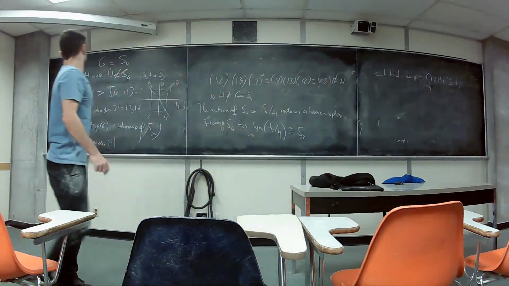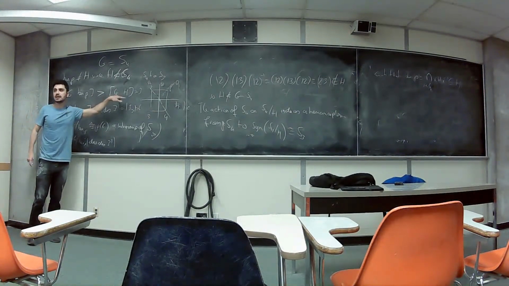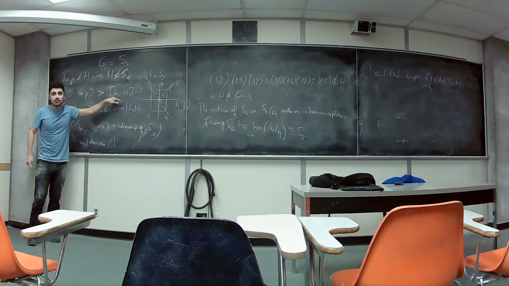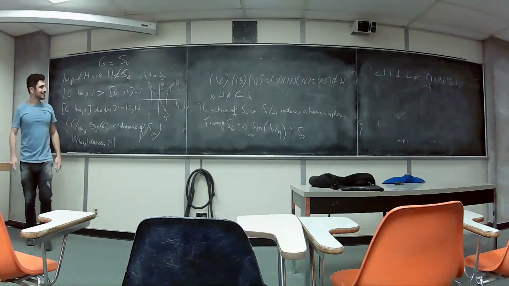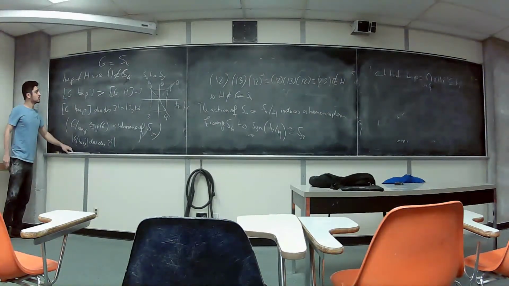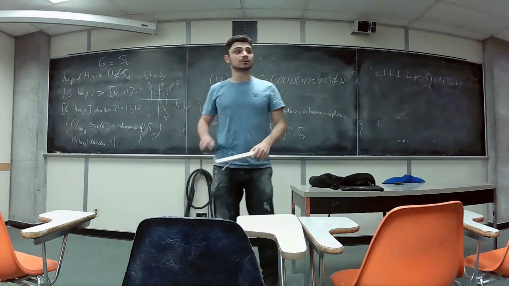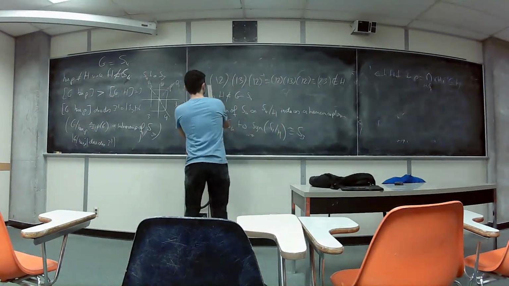So G mod kernel has size bigger than 3, because what is the index of H in S4? 3. Why is that? What is the order of H? 8. What is the order of S4? 24. Are we good here or not? Okay. Great. So G mod kernel divides 6, and G mod kernel is strictly bigger than 3. What is the size of G mod kernel? 6.